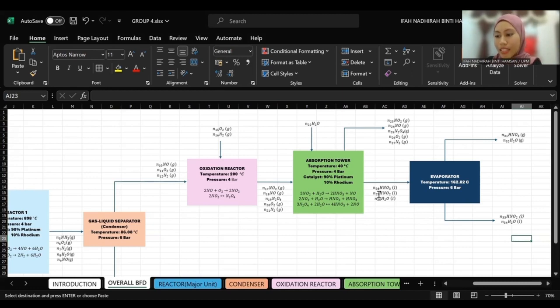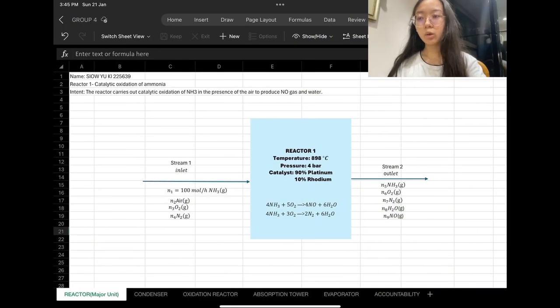Now, let's hear the details from my team members. Thank you, Eva, for explaining the overall block flow diagram.